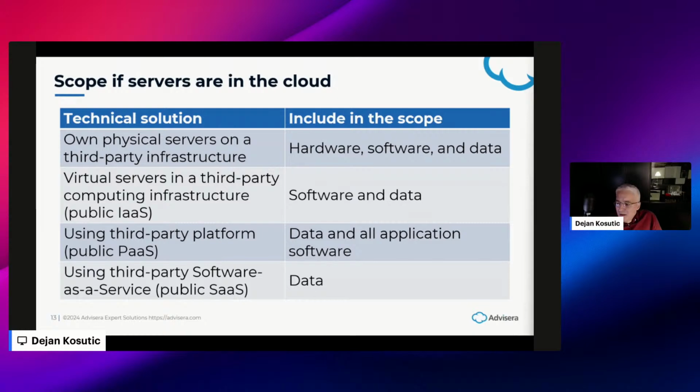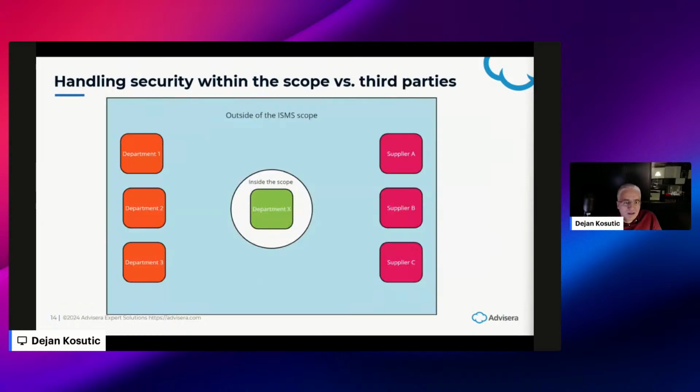Right, now let me move on to the next slide, and this is how you actually handle security within the scope and how you handle the security outside of the scope if you're using some third parties to process your data. So for example, let's say you have several departments within your scope, but you're using a third-party accounting service, right? Of course, you will transfer some of your sensitive data outside of your scope towards this accounting service. So how do you actually manage the security in this case?